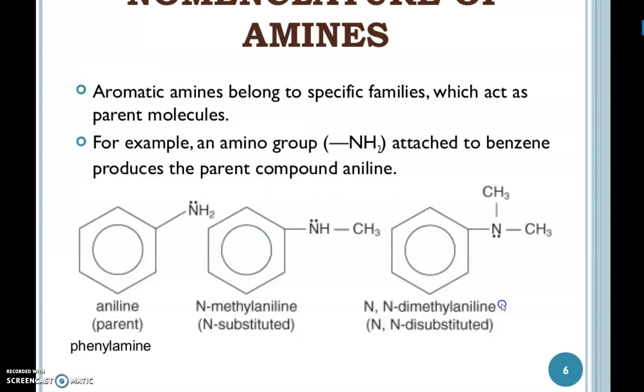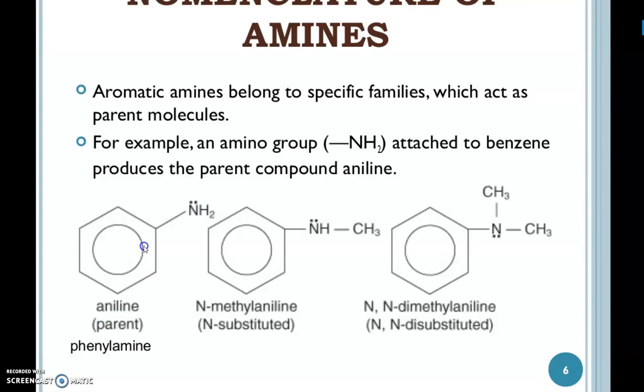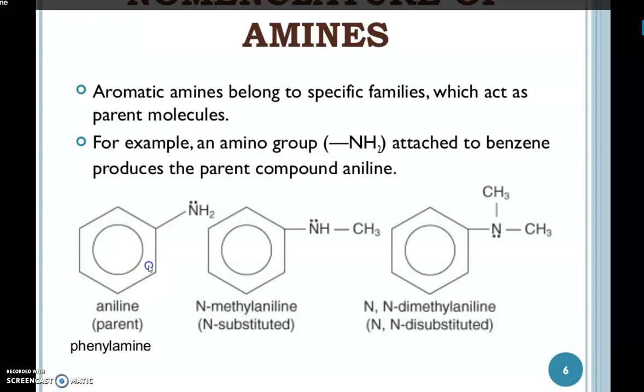Then what are aromatic amines? If there is no other functional group and NH2 is directly attached to the carbons, it acts as a parent. Aromatic amines belong to a specific family which acts as a parent, that is directly added NH2, phenylamine. A phenyl group with NH2 attached is known as phenylamine. It is the parent chain, and the common name of this compound is aniline. So this is the parent compound, aniline.